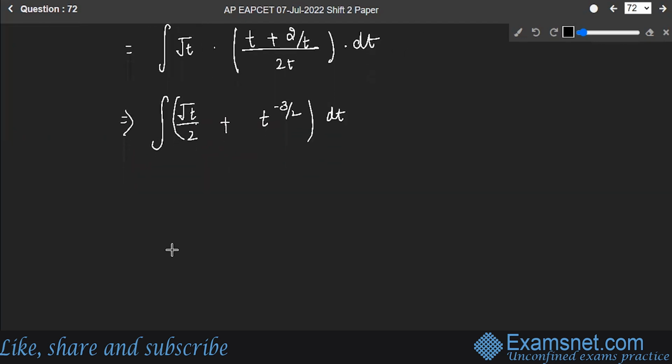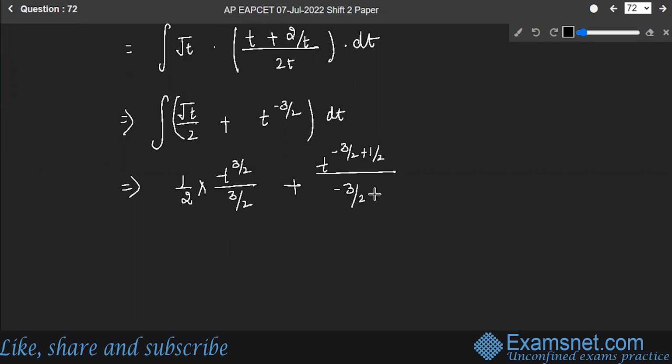Now let's find the integral because we have simplified it enough. So 1 by 2 will be taken outside. What will be the integral of root t? It will be t raised to the power 3 by 2 and divided by 3 by 2 as well. Plus, same thing over here: minus 3 by 2 plus 1 gives minus 1 by 2, divided by minus 3 by 2 plus 1, which is minus 1 by 2. So this whole plus some c. This will be 1 by 2, 2 and 2 will get cancelled, and you will have t raised to power 3 by 2 upon 3, minus t raised to power minus 1 by 2 upon 1 by 2.